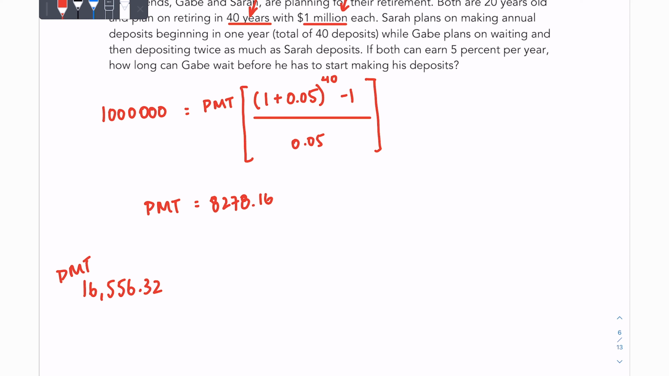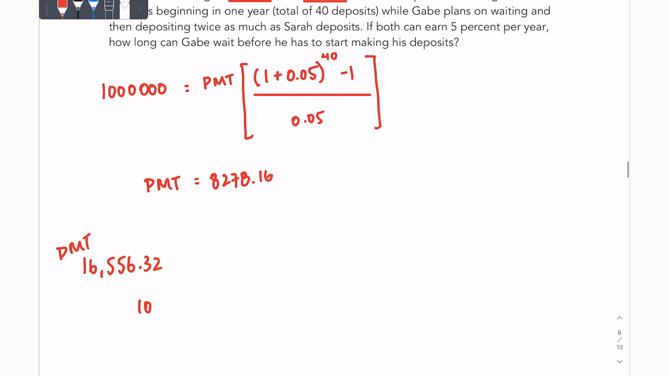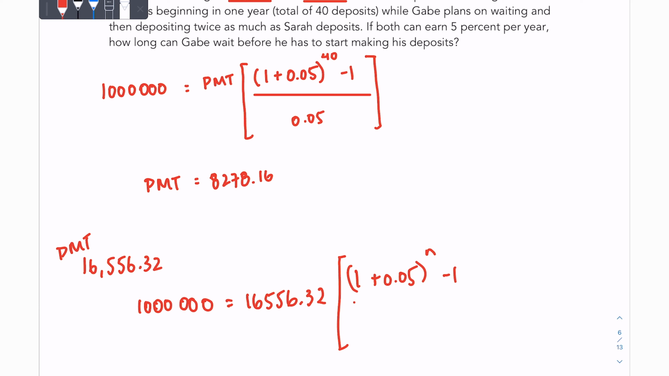And I was saying, how long can he wait? So now we're going to be looking for time. We know his future value is $1 million. We know his payments are $16,556.32. Same interest rate, but we don't know n. So this would be a little bit similar to the previous question, where at some point we're going to have to use logs to solve the answer.